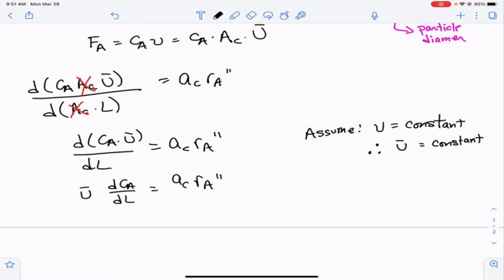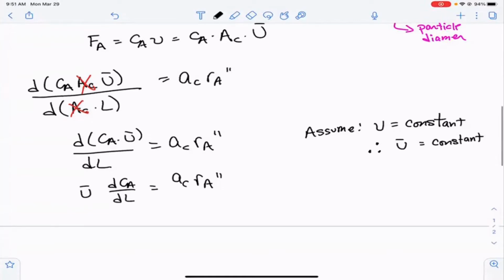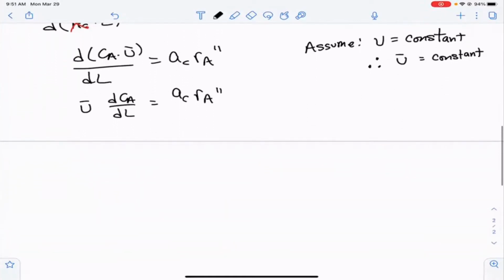And now what we can do is look at how the velocity is going to change the concentration profile along the length of the reactor. Now, how are we going to do that? Well, in the last lecture, we actually derived a really nice expression for RA, right? We said that minus RA double prime was equal to what we called KR times KC times CA over KR plus KC.